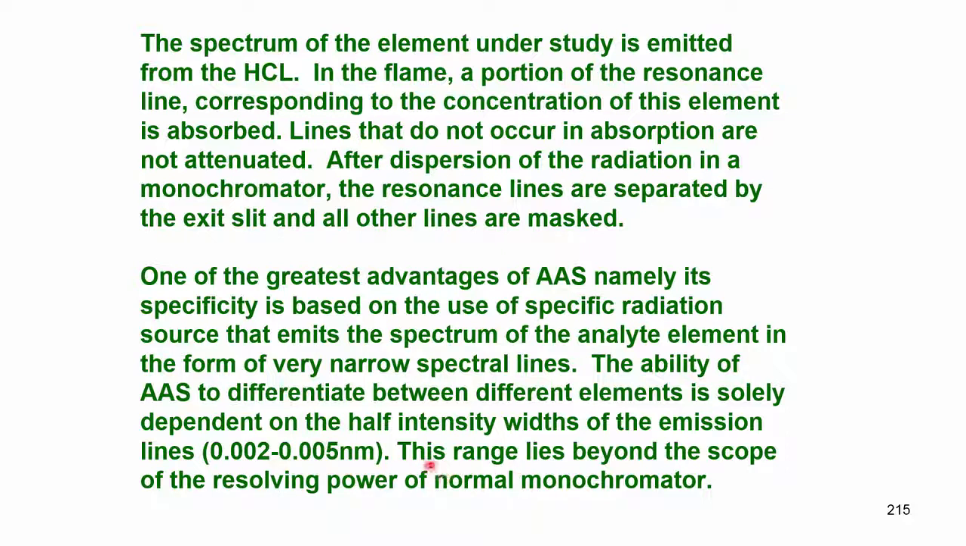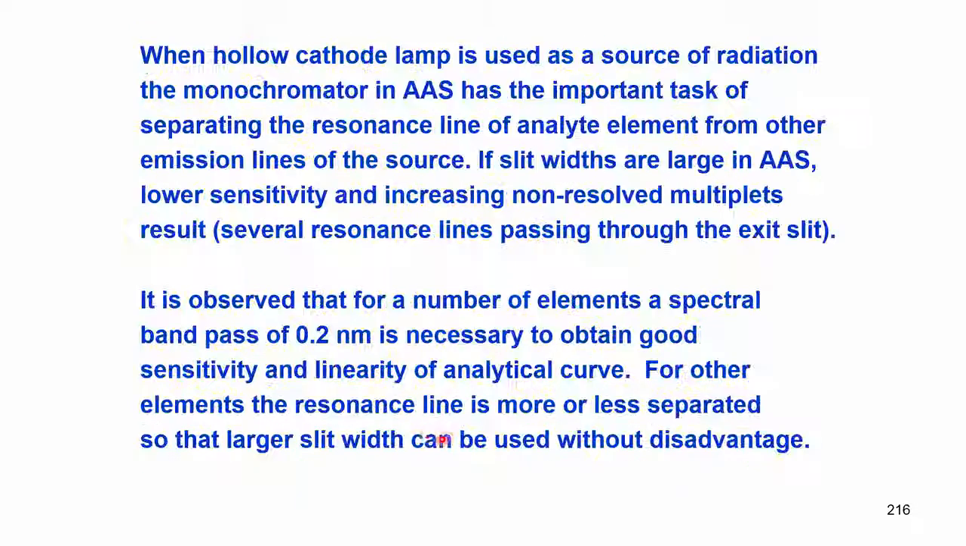So, this range lies beyond the scope of the resolving power of the normal monochromator. That means, if the monochromator is not able to differentiate this range, then it is not possible to determine atomic absorption. Okay. So, the optics needs to be very accurate with respect to the choice of the wavelength, within plus or minus 0.005 nanometers maximum.